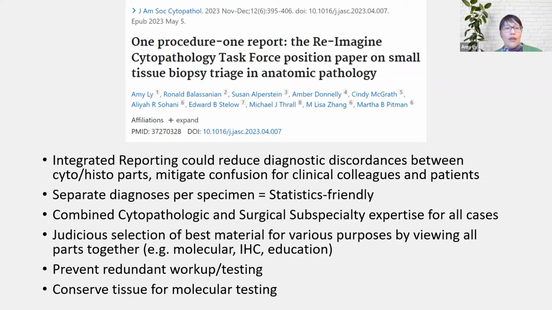And when you see all the material together, you can judiciously select the best material for each purpose. So whether you're sending something for molecular or IHC or scanning it for education, you can see the entire case and be selective, picking the right material for the right test and purpose. Furthermore, that would also support avoiding redundant workup and testing, and therefore conserving tissue for molecular.